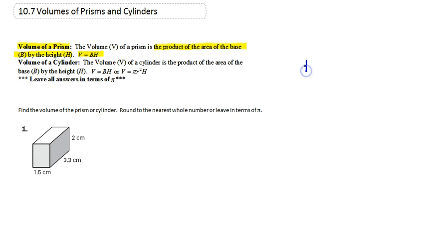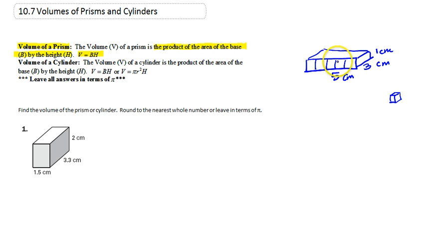Let's say that I have a prism that has the dimensions of 5 by 3 and a height of 1. Let's say this is all in centimeters. Now, if I want to calculate the volume, I'm looking for how many little cubic centimeters I could fit inside this particular prism.